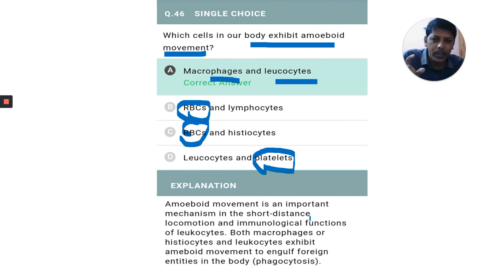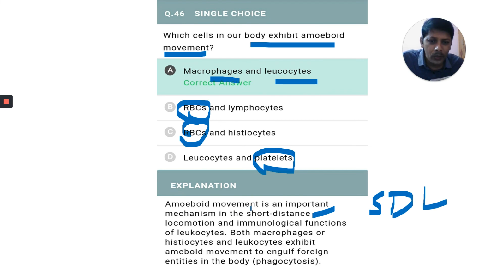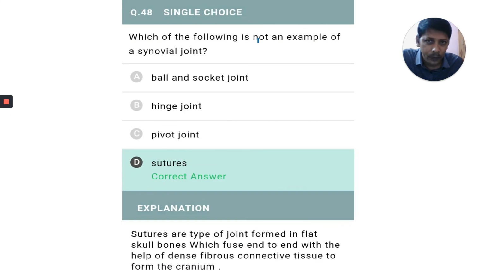Amoeboid movement is an important mechanism in short distance locomotion. Note down that point. And immunological functions of leukocytes, these points are new. Both the macrophages and histiocytes, histology being the study of tissue, and leukocytes exhibit amoeboid movement to engulf foreign entities in the body by a process called phagocytosis.